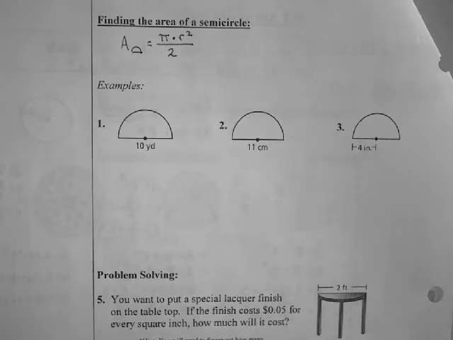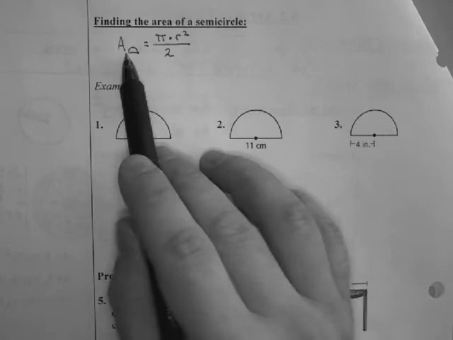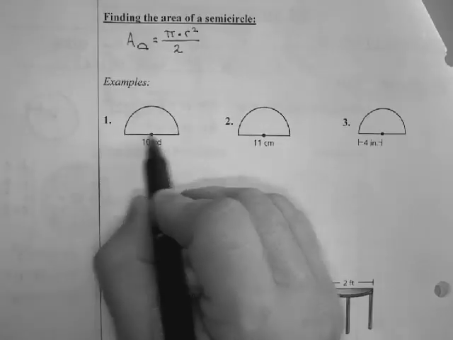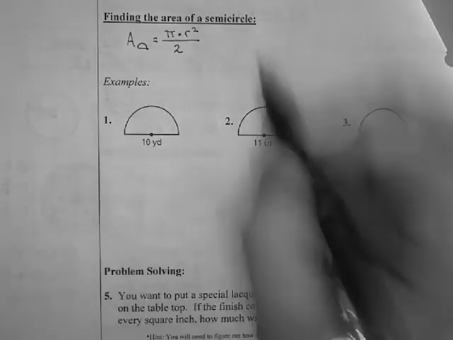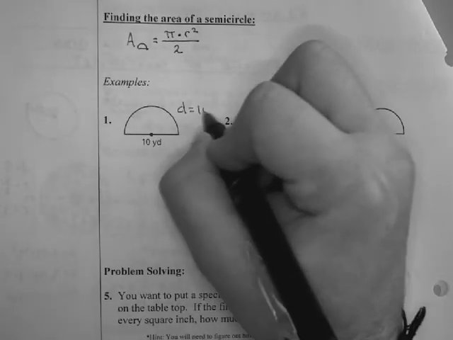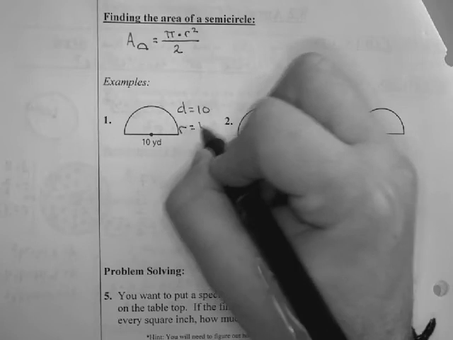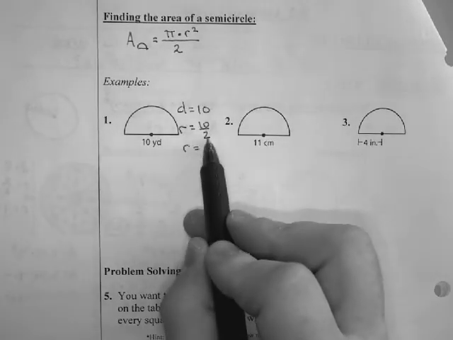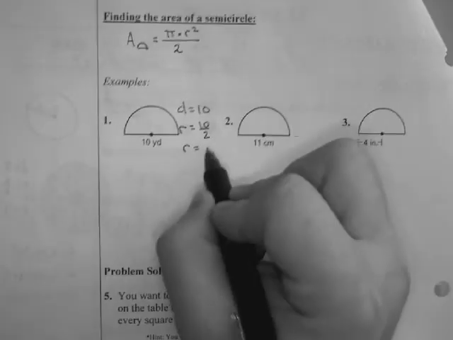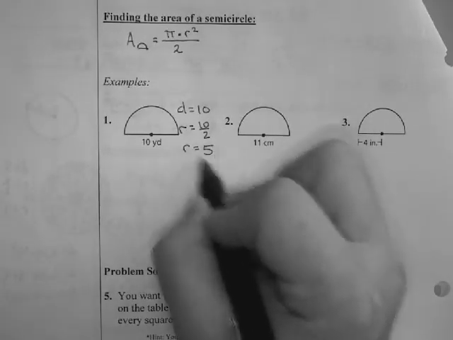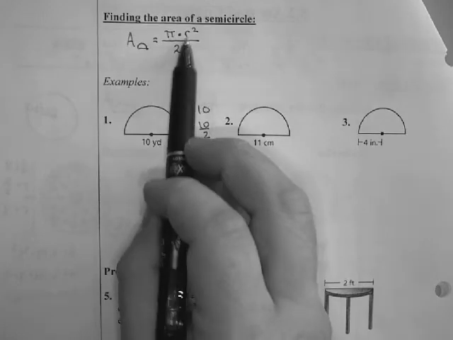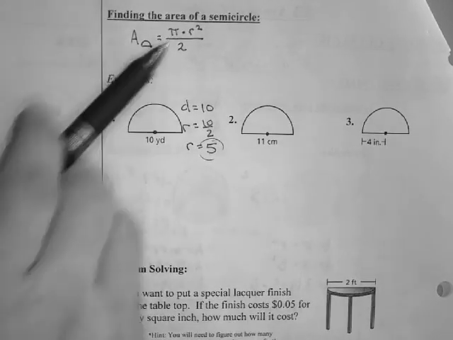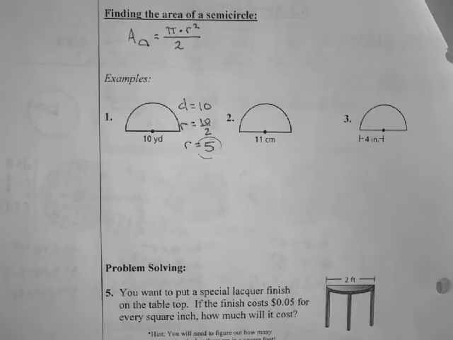So just like earlier, anytime we're using area, we have to find the radius first. And if I'm given the whole length across, I'm given the diameter. So I know the diameter is 10, but I know the radius is half of that. So my radius is 10 divided by 2, and 10 divided by 2 is 5. So I'm going to be using 5 as my radius when I plug into my equation. This 5 will get plugged in right there for r.